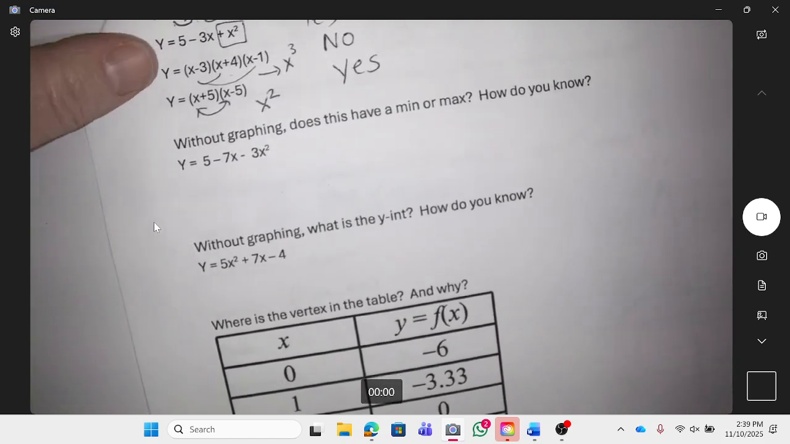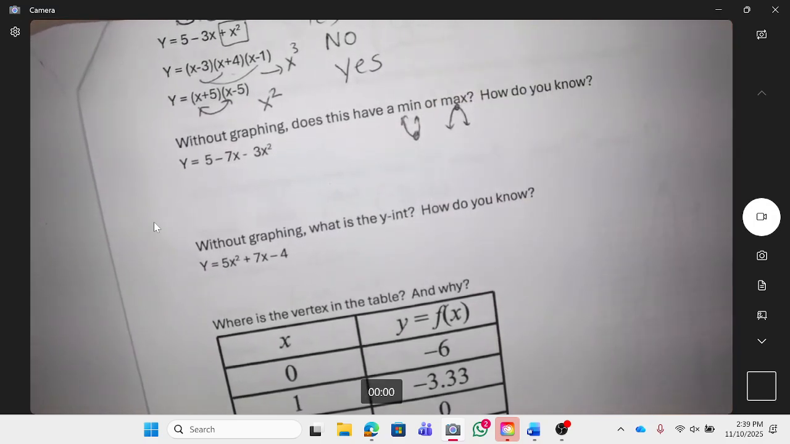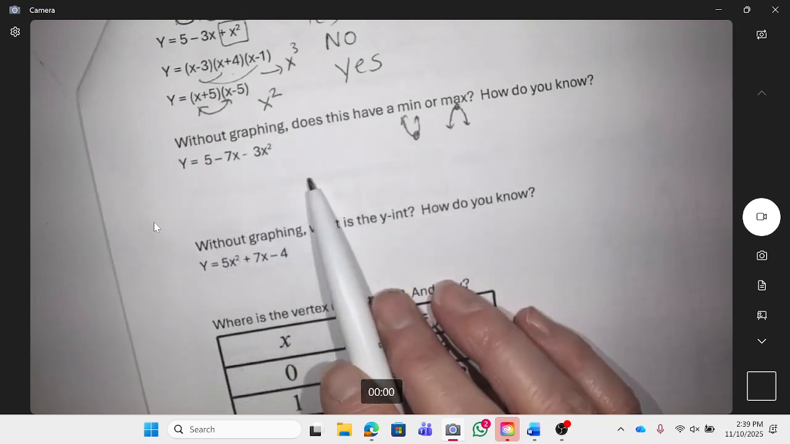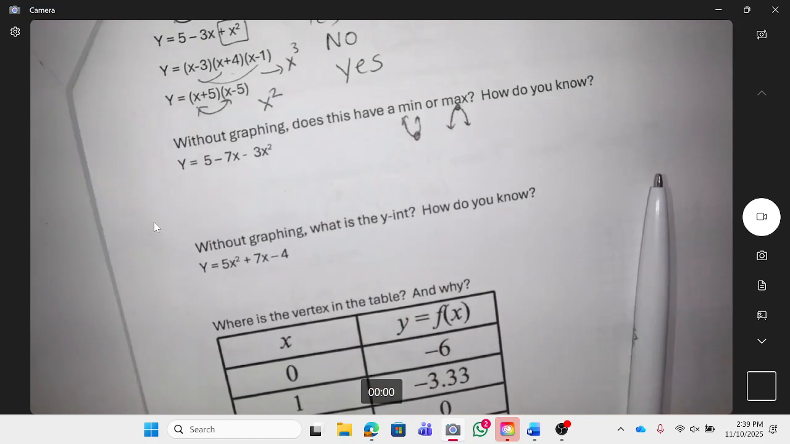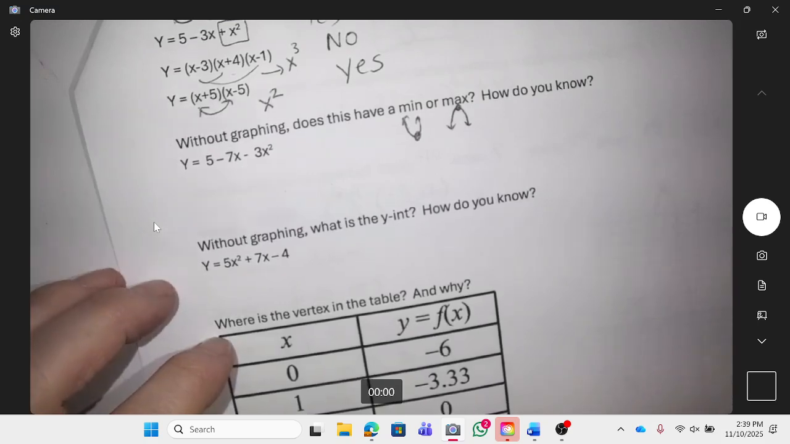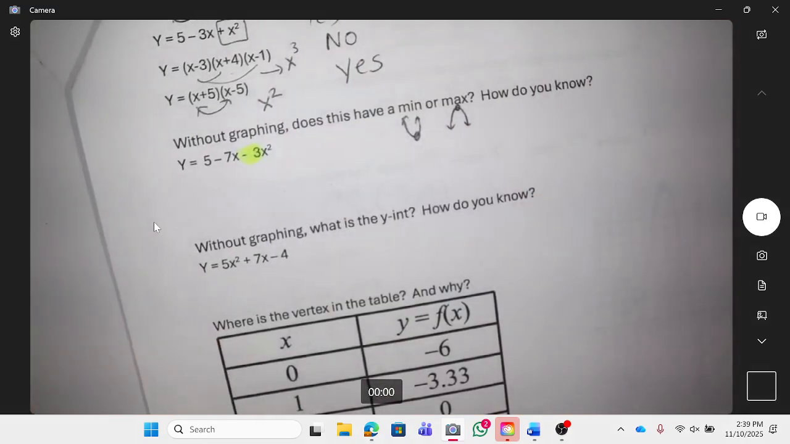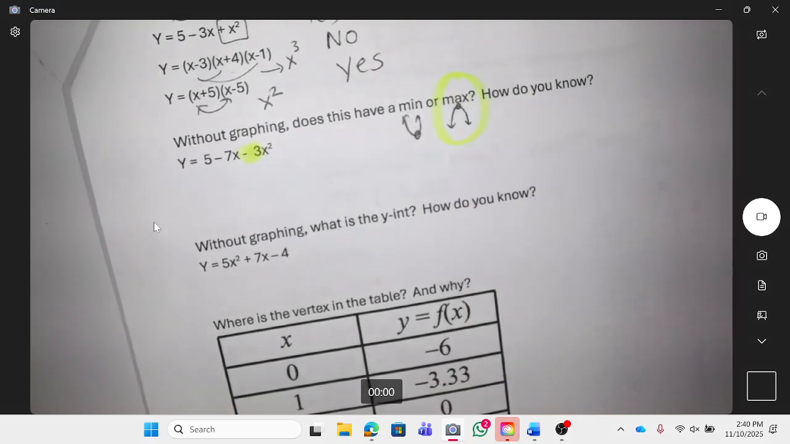Okay, without having this in your graph, does it produce a min or does it produce a max? And how do you know? So what are we looking at to know? What's our look at number? Which number is important to look at? Who's the boss of this thing that makes it happen? X squared. And how many x squareds do we see? -3. So that's how I know. If I have -3 x squareds, we're flipping. So that if we flip, we have a max.